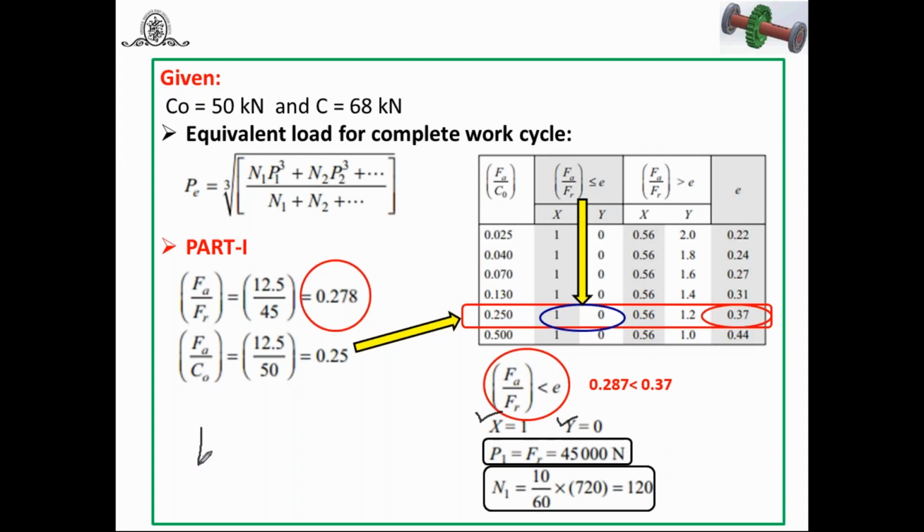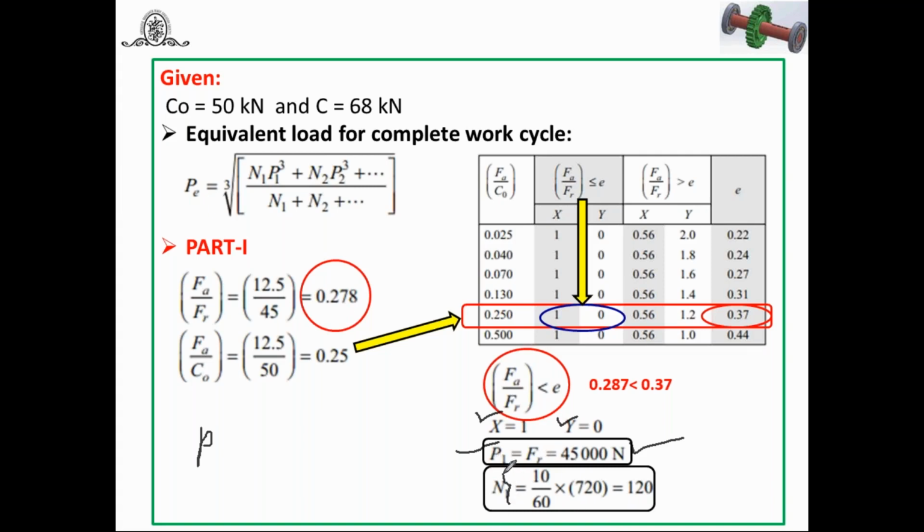So you know very well the dynamic load equivalent, P is equal to X Fr plus Y Fa. So you will get P1 is equal to Fr is equal to 45,000 Newton. What is the value of P1? This P1 we are going to use here to find the equivalent dynamic load.